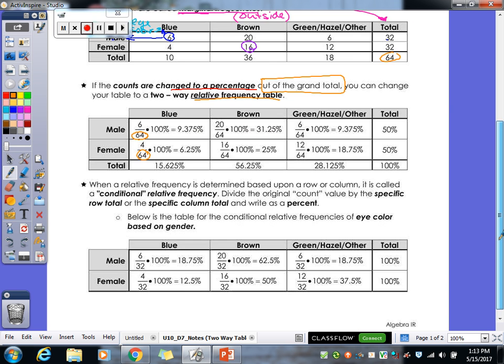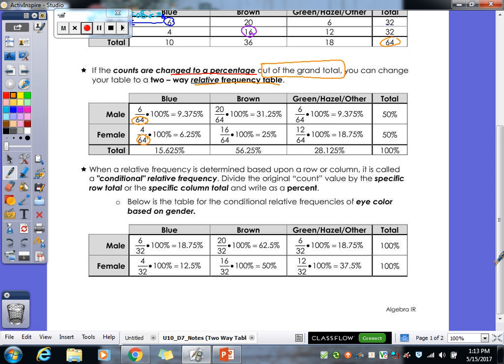When it's not out of the grand total, they call it a conditional frequency. Like if you're trying to find the percentage of males with blue eyes, that's conditional because it's not out of all 64 people, it's just out of the males in that group.